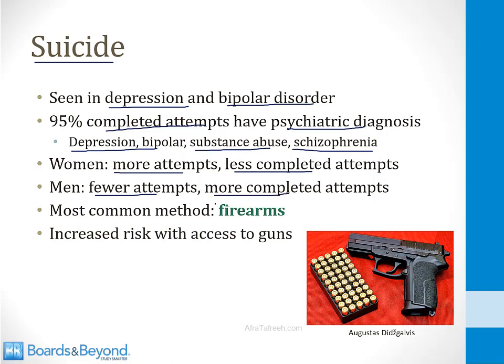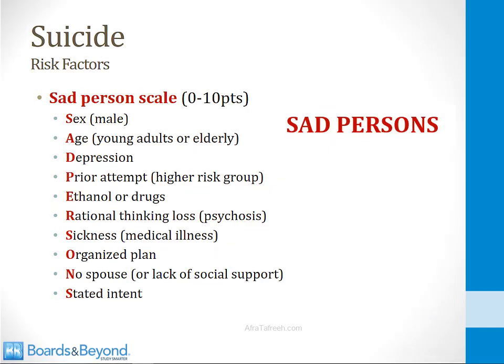The most common method of suicide is firearms, and there is an increased risk of suicide among patients who have access to guns. There is a risk scale you can calculate for a person to determine their suicide risk. It's called the SAD person scale. It gives a patient up to 10 points, depending on which of these features they have present, and these are often remembered by the mnemonic SAD person. So the first S is for sex.